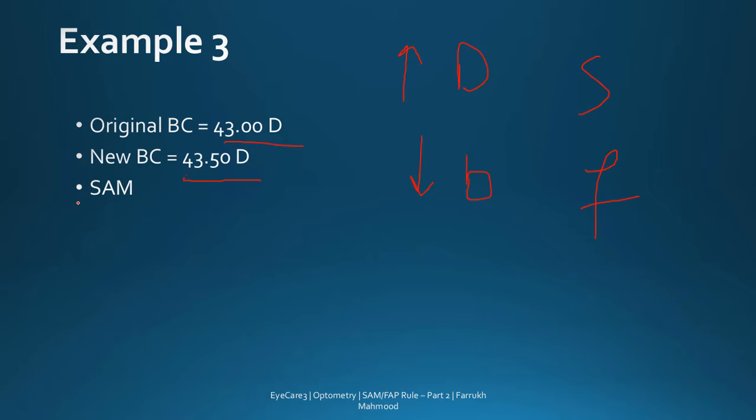So we will apply SAM rule, and we will add minus. How much minus? The difference between new base curve and original base curve, which in this case will be 0.50. So we will add minus 0.50 to the power of contact lens. If it is plus 3, then after adding minus 0.50, it will become plus 2.50.